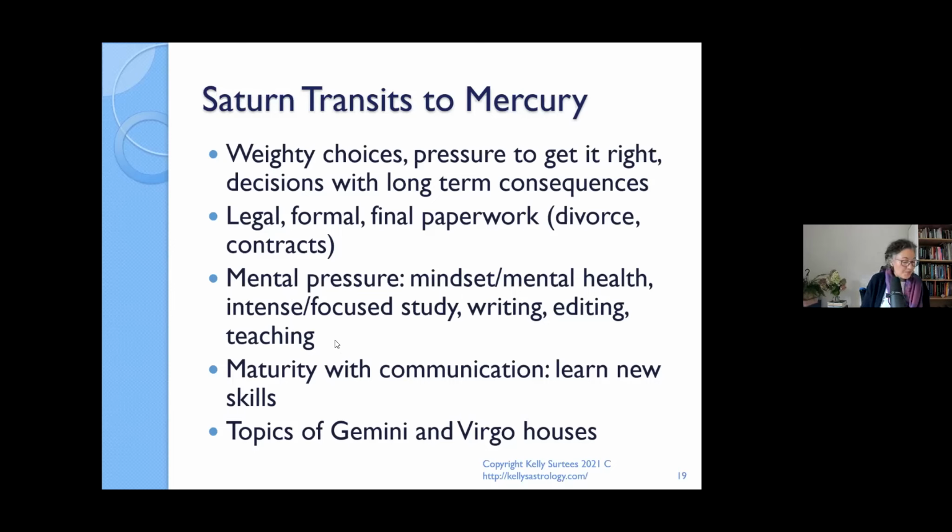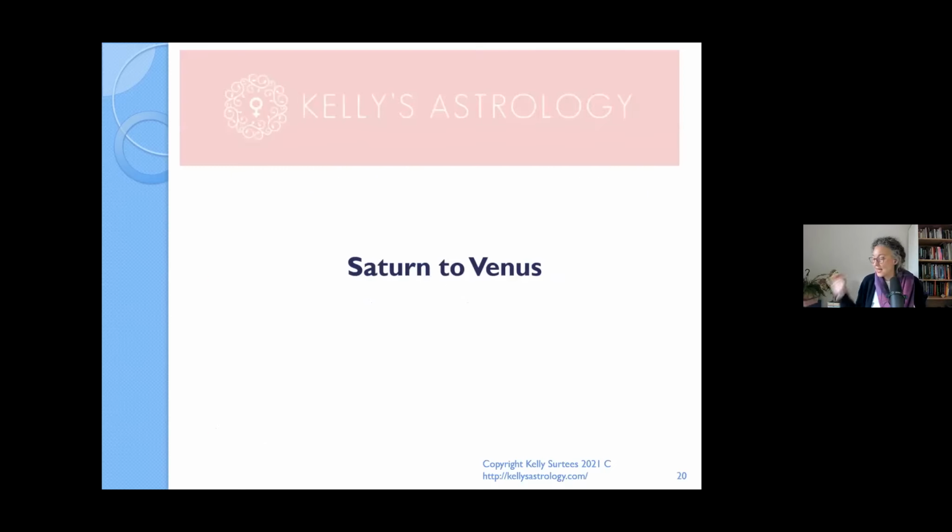Okay, so we did look at a Saturn transit to Mercury in our early example. So let's go to Saturn-Venus transits, everybody's favorites to worry about and to be concerned about.